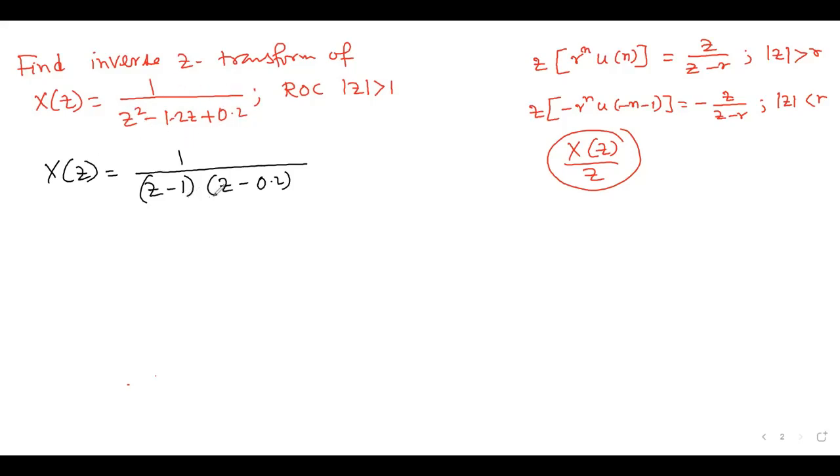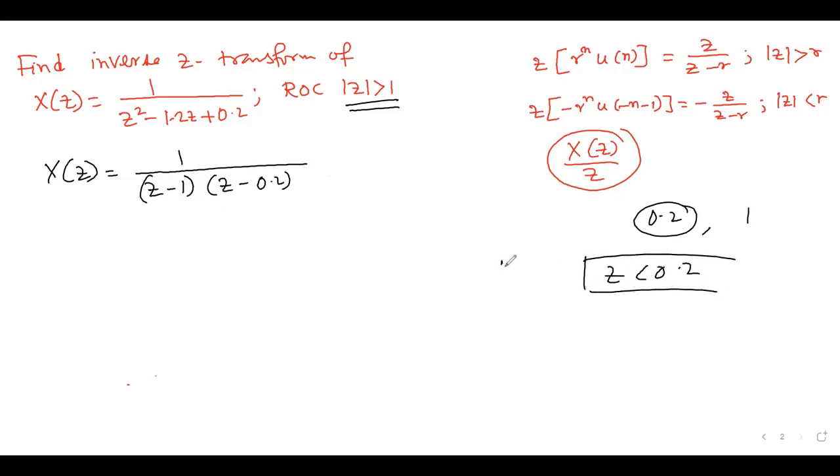So there are two poles, one is 0.2 and another one is 1. So obviously that is why it is given z greater than 1. Okay, that means both the portions, both z minus 1 and z minus 0.2, will give you the right hand signal. Now if it is given, say, z less than 0.2, if the ROC in the problem is given as z less than 0.2, then what do you do?